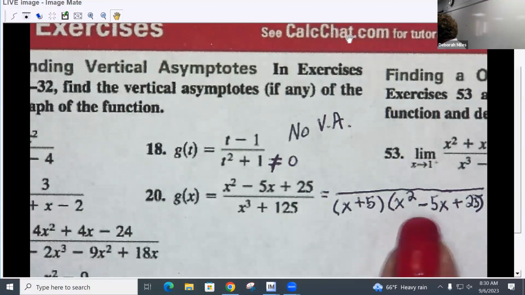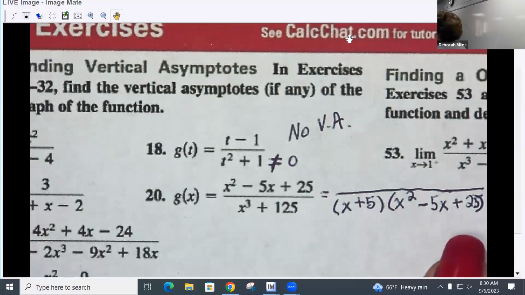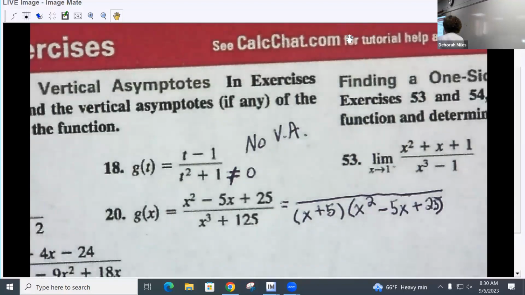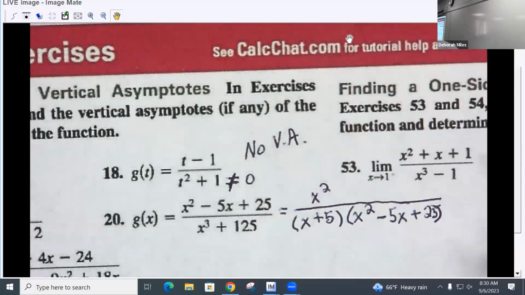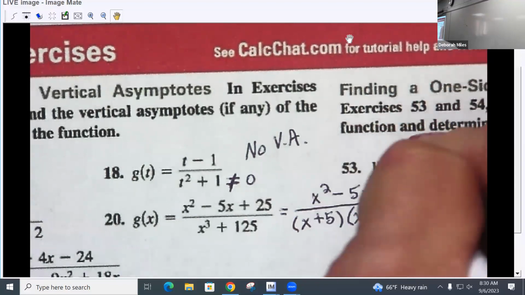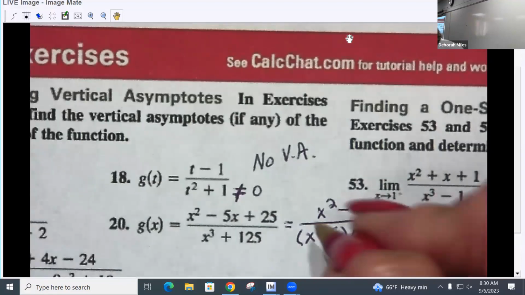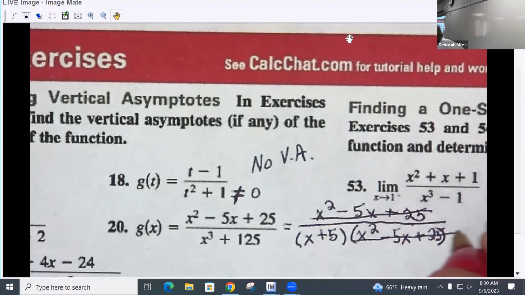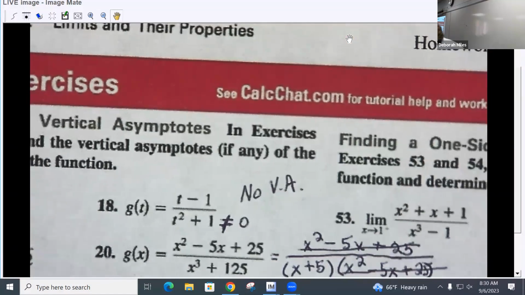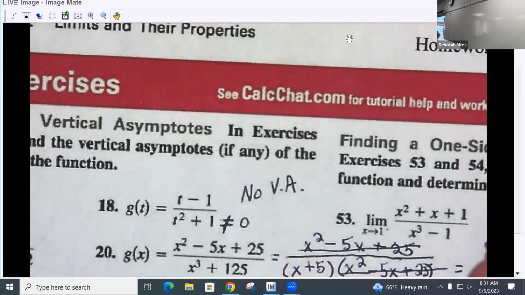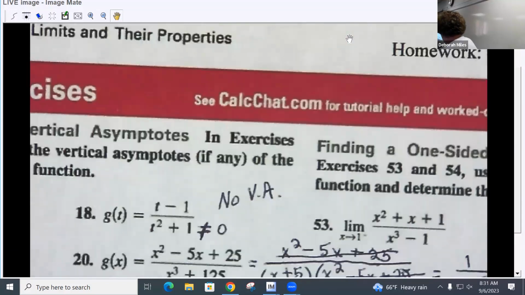Now, will that trinomial factor any further? No. It looks like it could be a perfect square trinomial, but in order to be one, this would have to be a 10x in the middle. So that just happens to be the same thing in the numerator, x squared minus 5x plus 25. So you can cancel out the common factor and say that it just equals 1 over x plus 5.